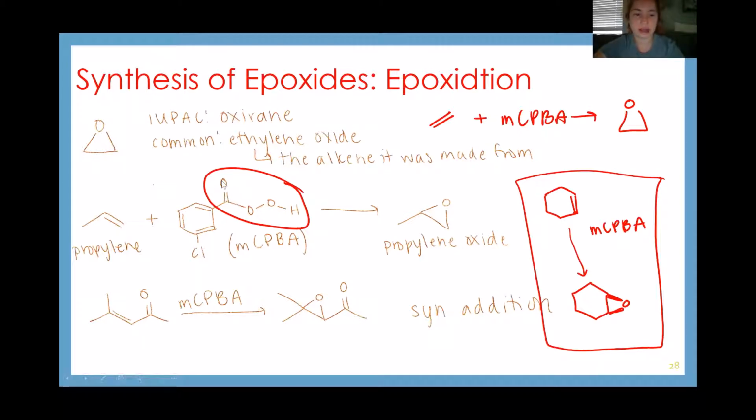The feature that you need to have is what's called a peroxy acid. So it's a carboxylic acid, but notice the peroxide bond here. You have to have this in order to create the epoxide. And then we talked about how epoxidation is a syn addition. So if you do the reaction with MCPBA on a ring, you do need to indicate stereochemistry and you need to show that it is a cis product. Remember, syn addition means that it happens on one face of the double bond.